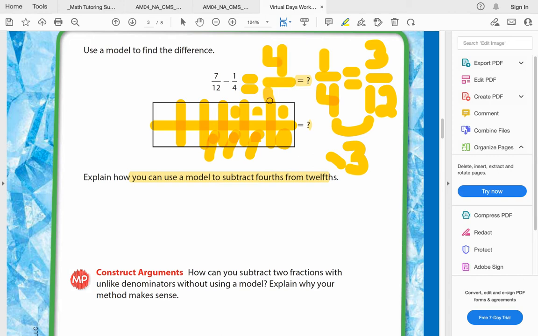And I'm so sorry about this kindergarten handwriting here. That's the best I can do.